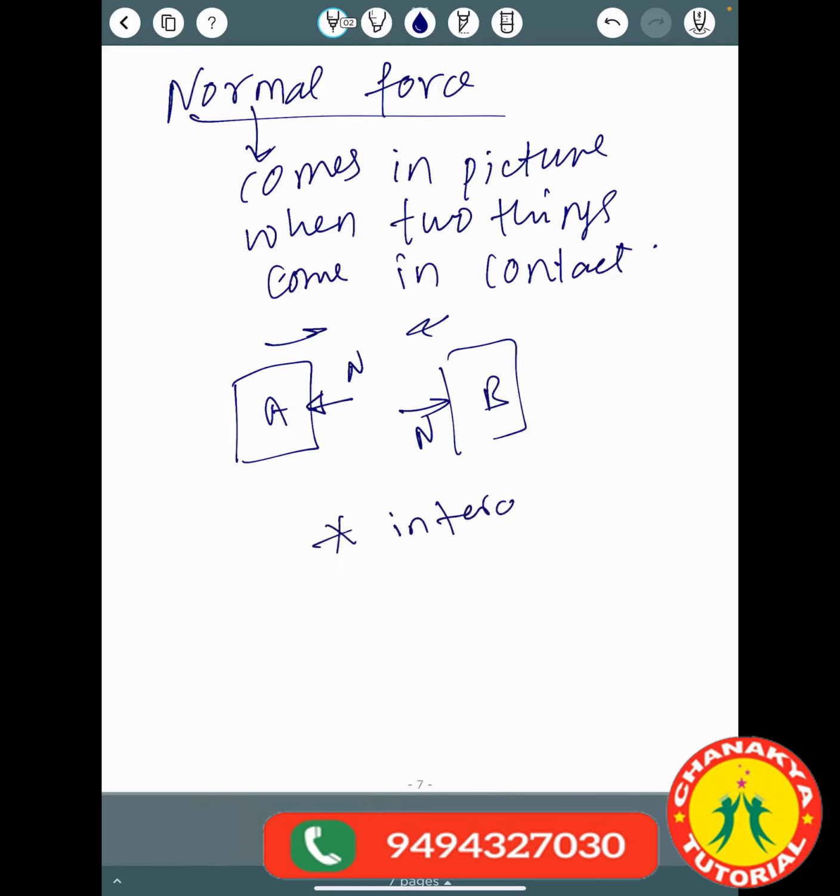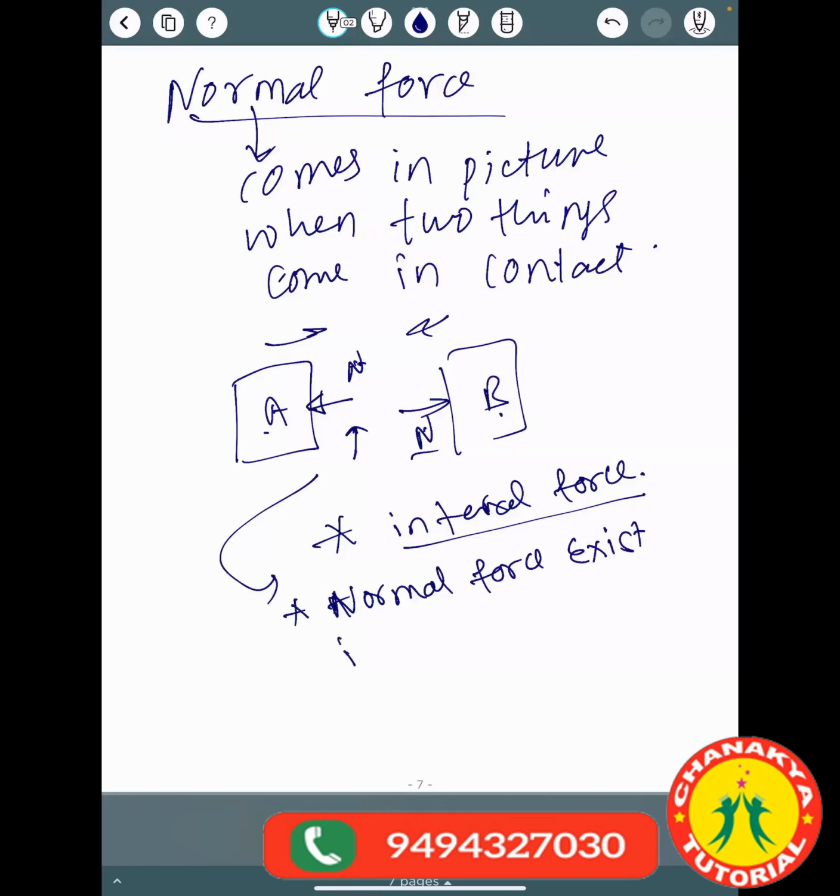All these points you note down. Internal force. And if I ask what is the total normal reaction, then it is 0. Correct? If I ask what is the normal reaction on B, it is N. What is the normal reaction on A? It is N. But the total normal reaction is 0. They are internal pairs, right? These are action reaction pairs because both are of the same magnitude, opposite direction, same nature. Normal force exists in an action reaction pair.